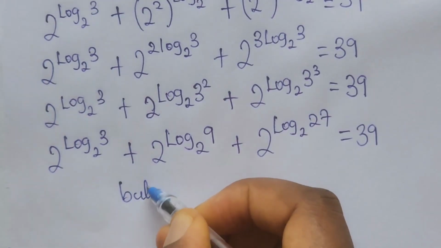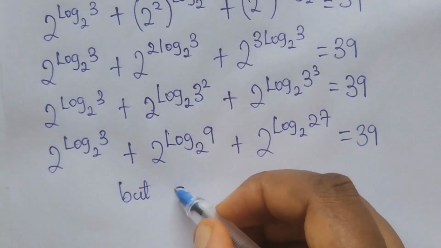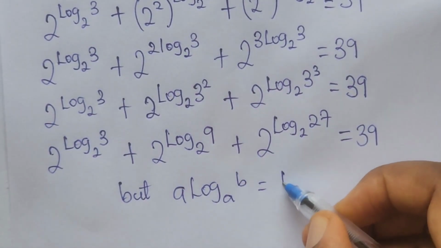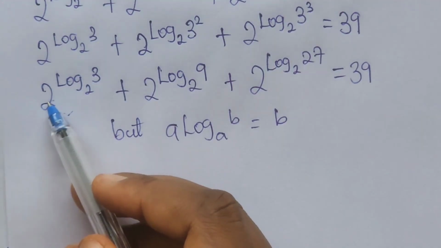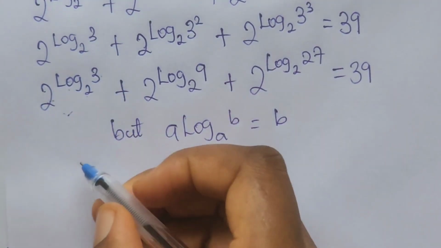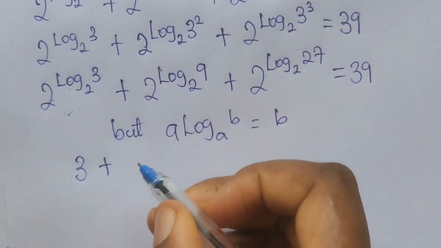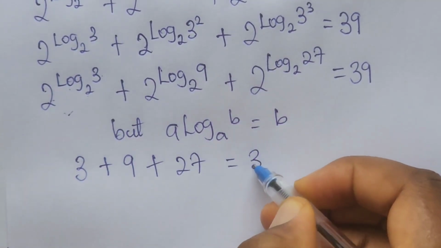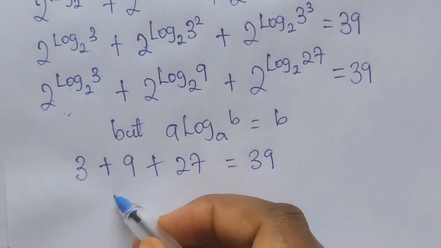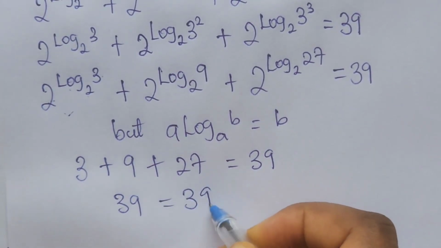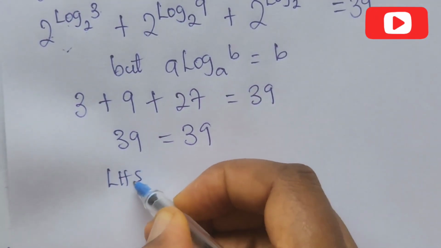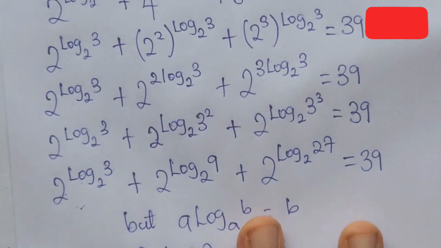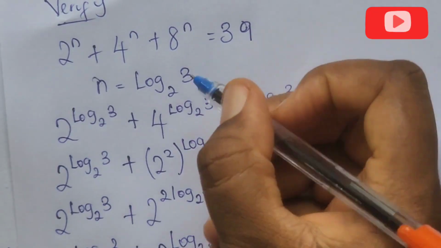But from law of indices, when we have a to the power of log base a of b, this is equal to b. We have 2 to the power of log base 2 of 3, which is equal to 3 plus 9 plus 27 equal to 39. So when we add up all this, we have 39 is equal to 39. So the left hand side equals the right hand side. So this verifies that our n is equal to this.